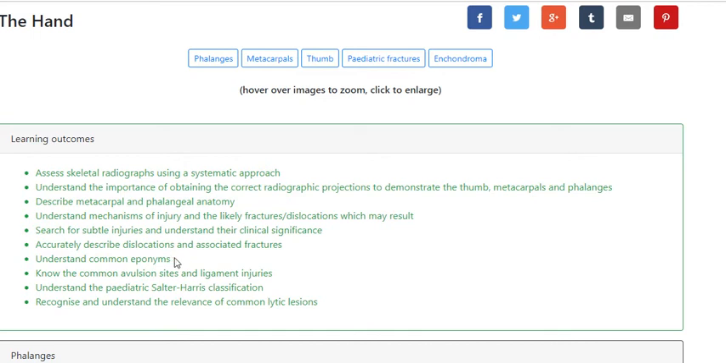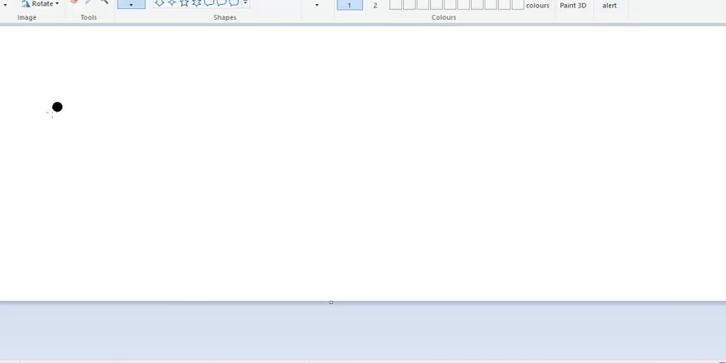Salter-Harris, Torus, etc. Knowing common avulsion sites and ligamental injuries, which projections can we use to best demonstrate these, and overviewing of the Salter-Harris classification, and at the end just touching briefly on common lytic lesions. I'm going to show you some common positional errors.